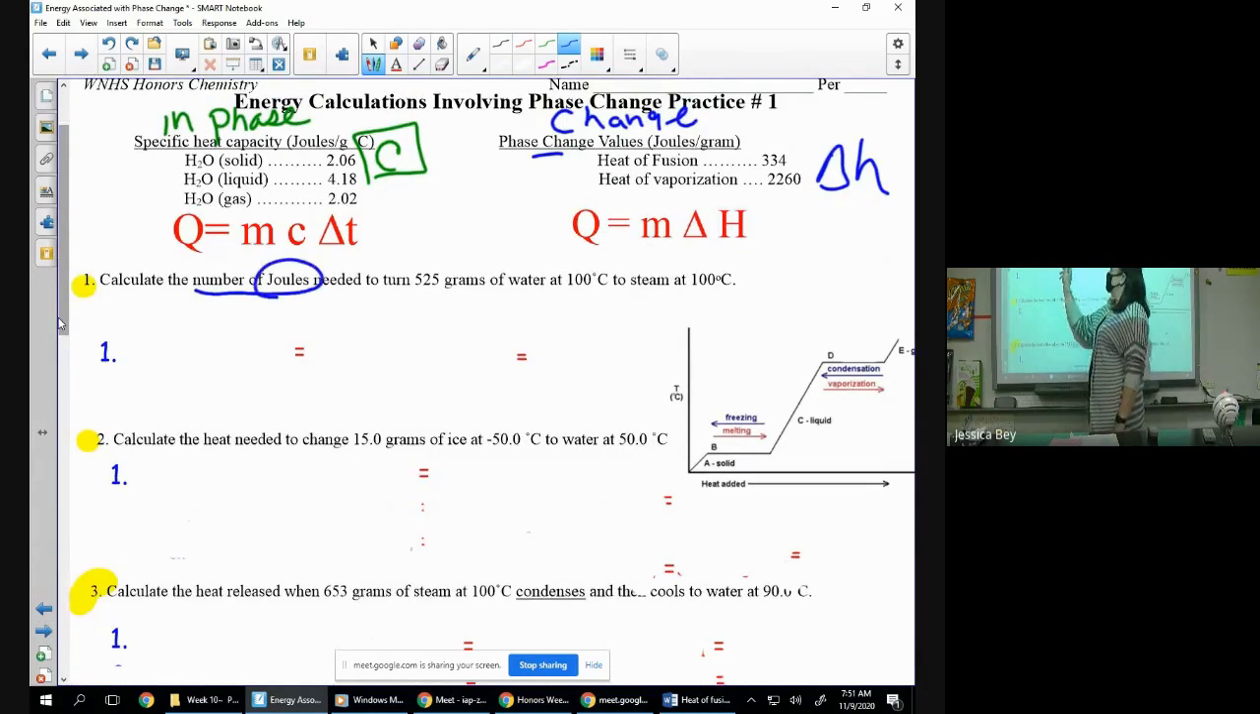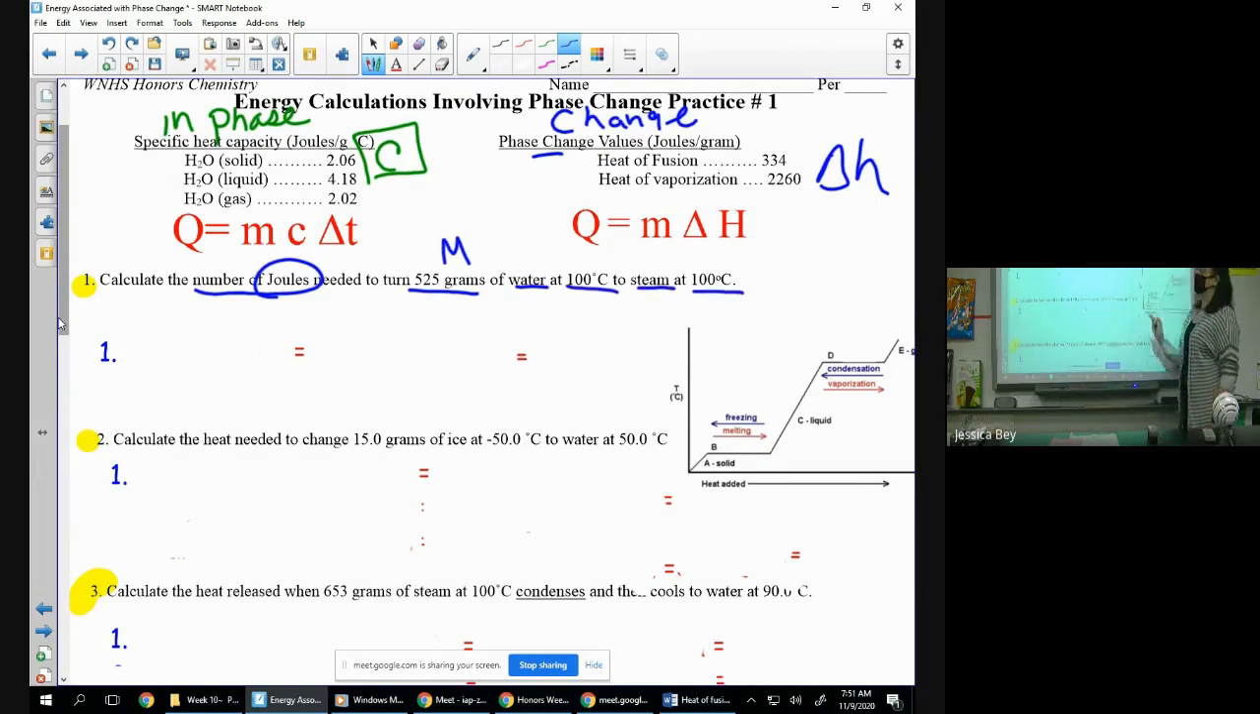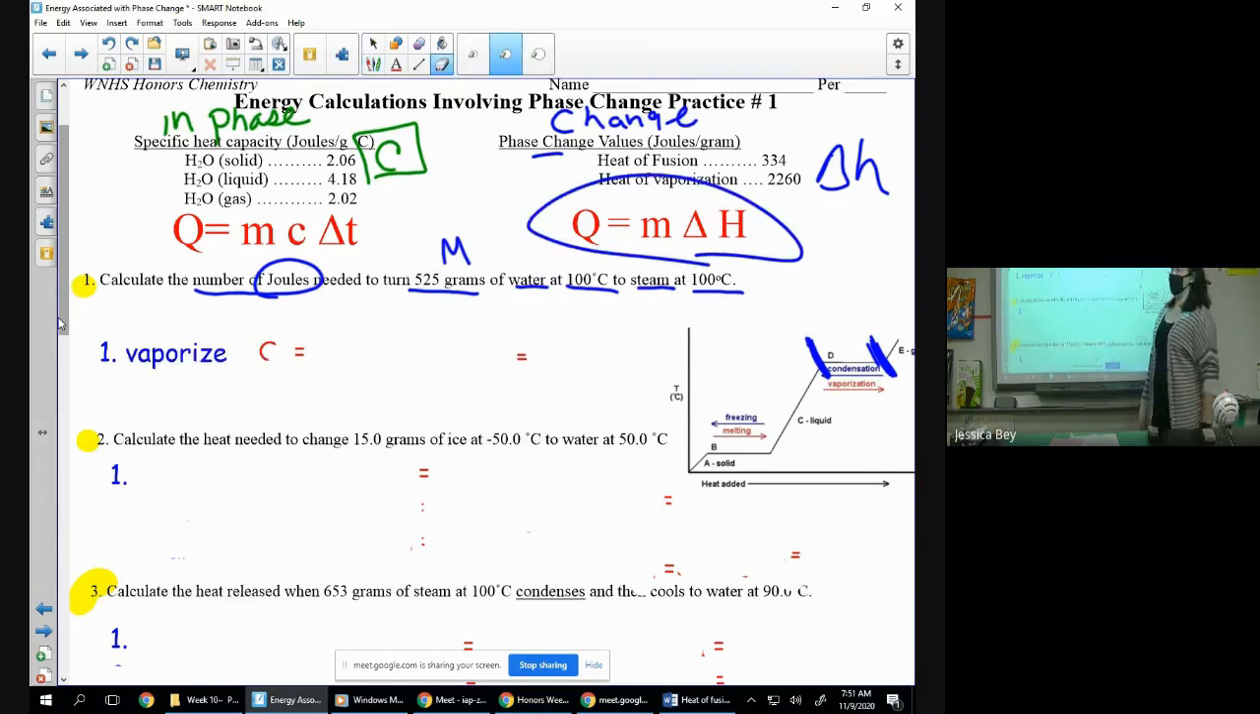Calculate the number of joules needed to turn 525 grams, I'm going to throw an M on there, of water at 100 degrees to steam at 100 degrees. So we started off with one of the trickiest ones you can get. When you think on this little chart, if you are water at 100 and you want to be gas at 100, how many roads did you take? You only took one road. You went from one side to the other side without any temperature change. All you have to do is take that water and vaporize it.